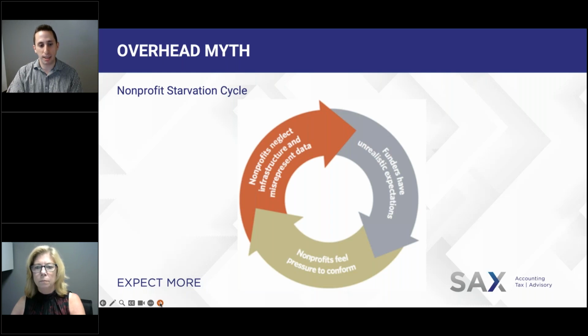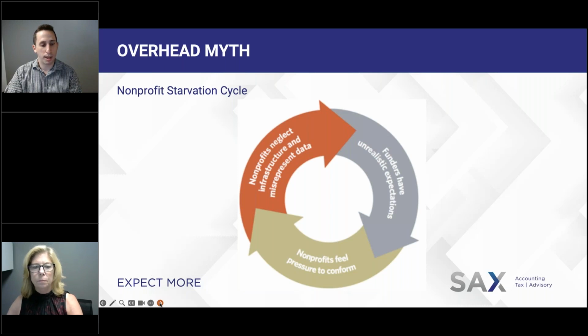So it's creating a death spiral for the nonprofit, because now the nonprofit has forcibly created a lower overhead ratio, which further feeds into the funders saying, oh, look, the nonprofits do have low overhead ratios, which then goes right through the cycle again. The nonprofits continue to feel the pressure to conform, continue to neglect investing in themselves, and it goes around and around in this cycle.